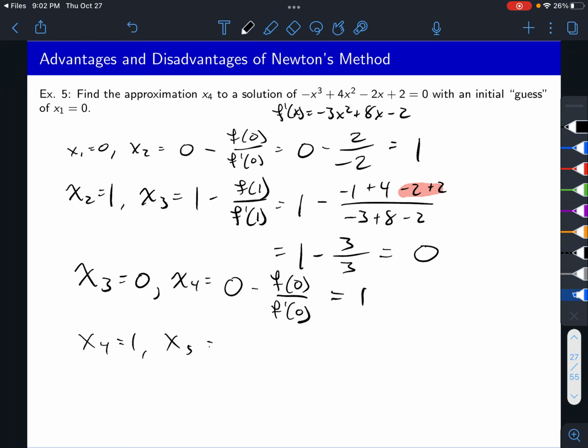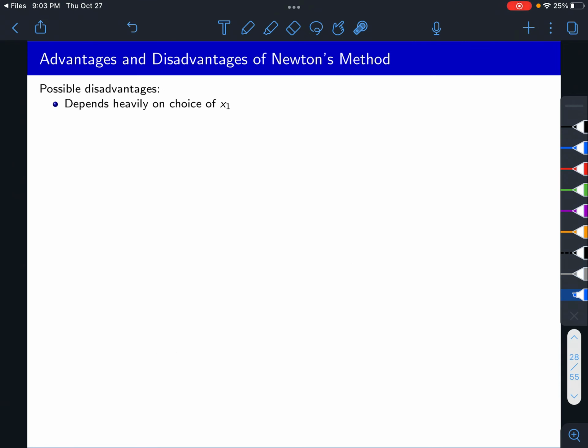And then you can even right away say what x5 would be. x5 would be just like 1 minus f of 1 over f prime of 1, which would end up equaling 0. So x5 would be 0, x6 would be 1, x7 would be 0. And so these things are just cycling, 0, 1, 0, 1, 0, 1. So you could have this cycling behavior. And so this is never going to land on a set approximation. It's not going to be getting any closer to some fixed number. It's just not going to happen.